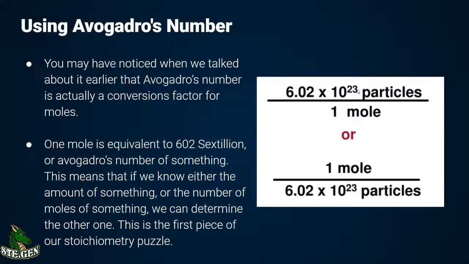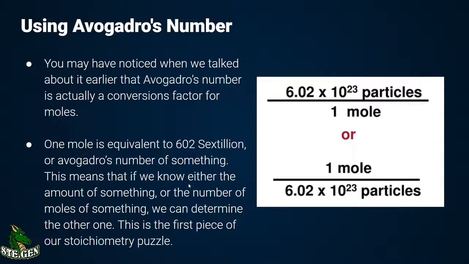But regardless. So you might have noticed in last section that when we talked about Avogadro's number, it is actually a conversion factor for moles. 1 mole is equivalent to 602 sextillion, or 6.02 times 10 to the 23rd, of something. That means if we either know the amount of something, or we know the number of moles of something, we can determine the other piece.